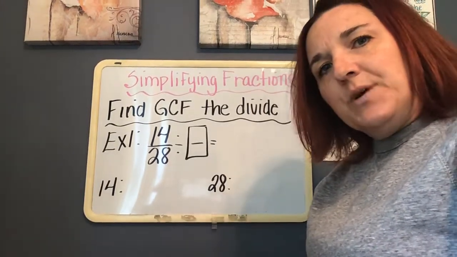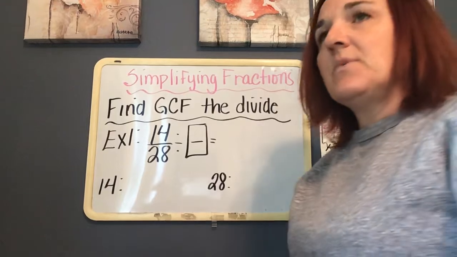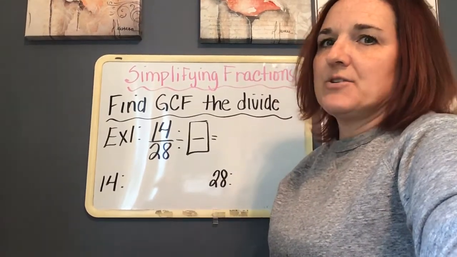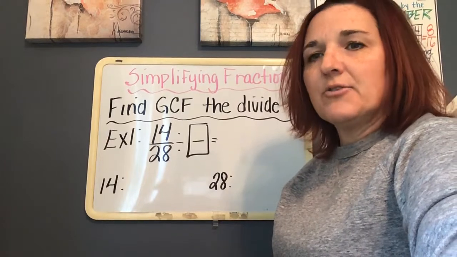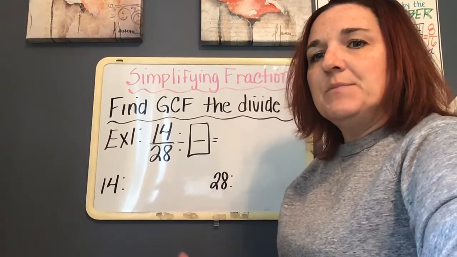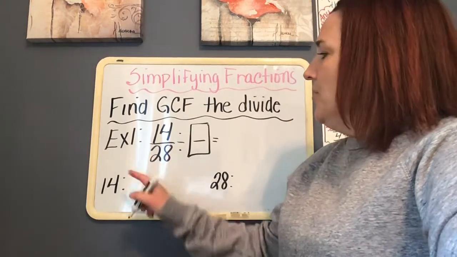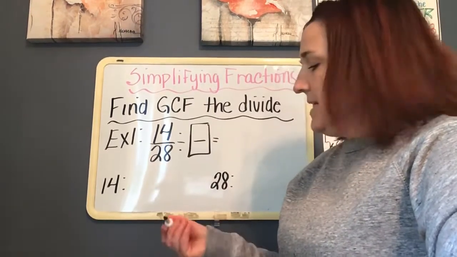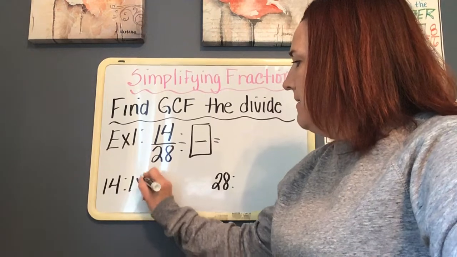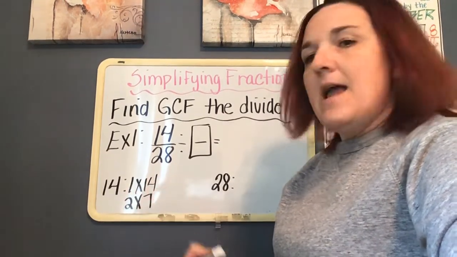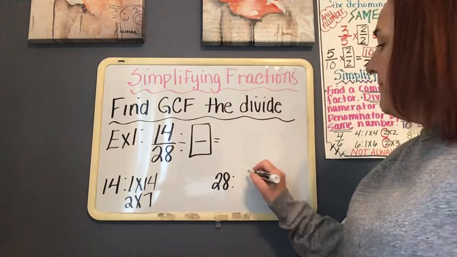Now we have learned with the divisibility rules that if the numbers are even, 2 is always a factor. And again, if you use something that's not the greatest common factor, you're just going to have to keep dividing that fraction until you get down to the lowest form. So I'm going to write the factors for 14. And I'm going to write the factors for 28.